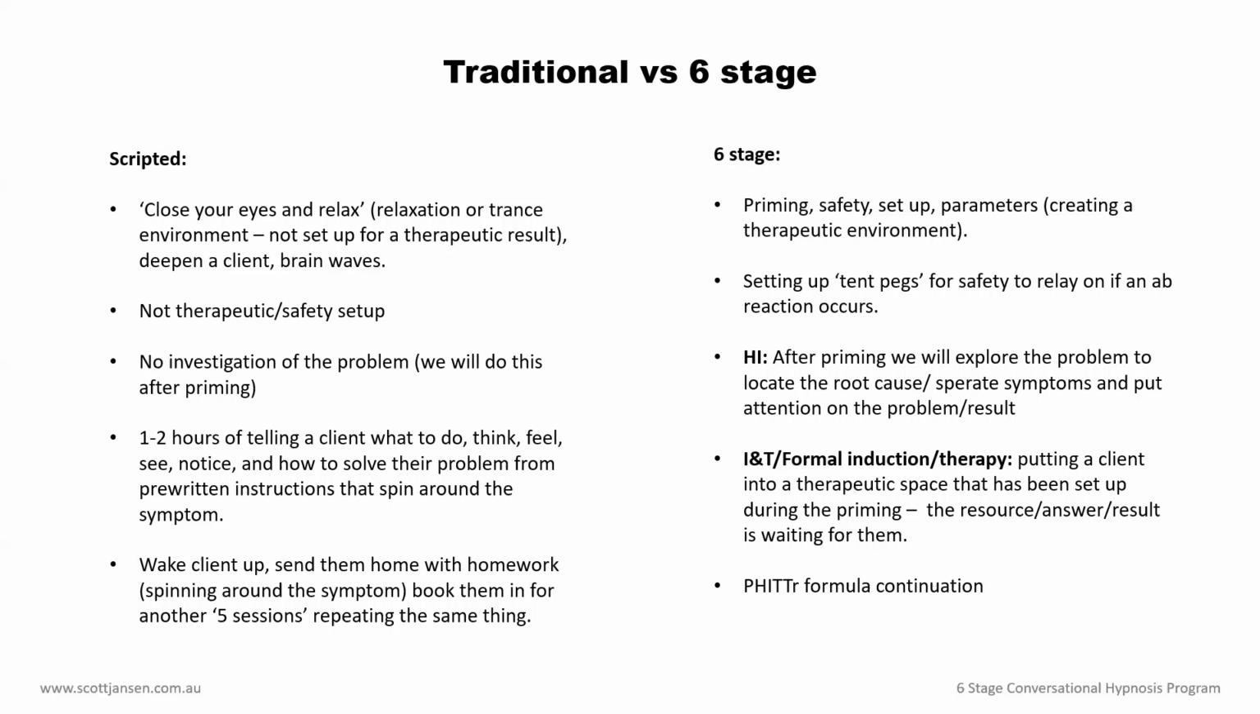What we're going to do on the right-hand side here is the 6-stage. Priming for safety, setup and parameters, creating a therapeutic environment without our client knowing. It's like creating a surprise party without the person knowing. Eventually, everyone's going to jump out and say surprise, and that's going to be the healing process. Okay? The safety part is what I call setting up tent pegs for safety to rely on if an abreaction occurs. And we'll go through the abreaction drill at some point in this program. That'll make more sense when we do it, okay? I'm setting things up now that I can recall later if I need them.